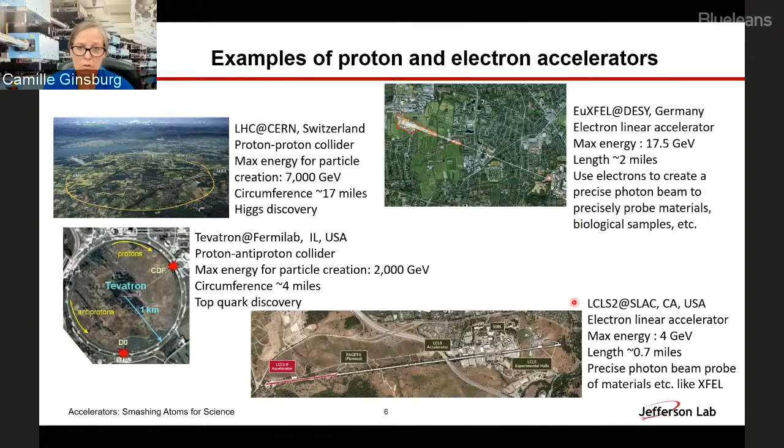The LCLS-II linear accelerator, an electron linear accelerator, is in Stanford, California. That has a maximum energy of 4 GeV, although it's going to have an upgrade soon. It has a length of almost 1 mile, and like the XFEL, it uses a precise photon beam to probe materials and so on.